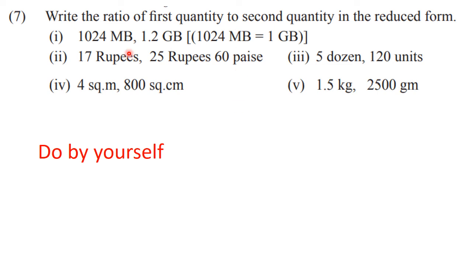Question number 7. Again, you have to find the ratio of the first quantity to the second quantity. So here also you can solve it by yourself. We have done such sums again in practice set 4.1 and all the conversions are given there. Here these are two quantities. You have to make the units the same and then you have to compare. So this question also you will do by yourself.